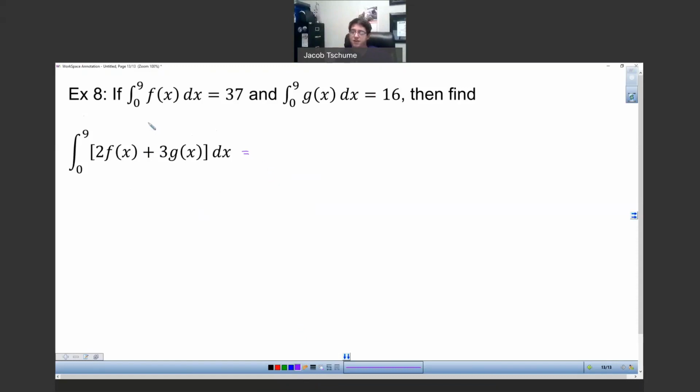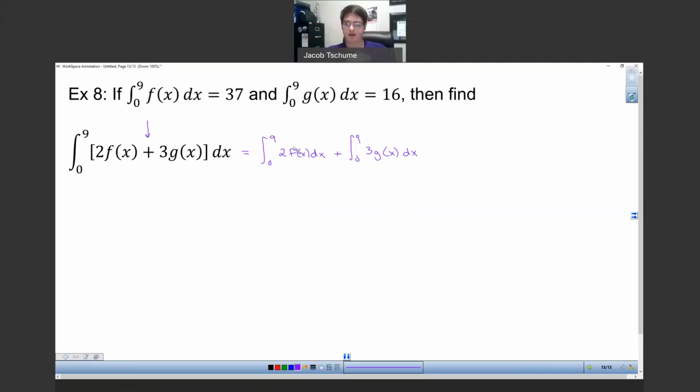So first thing I can do here is that since both of these functions are being added together, I can rewrite this as 2 separate integrals. I can do it as the integral from 0 to 9 of 2 times f of x dx plus the integral from 0 to 9 of 3 times g of x dx. So that's the first property you can do.